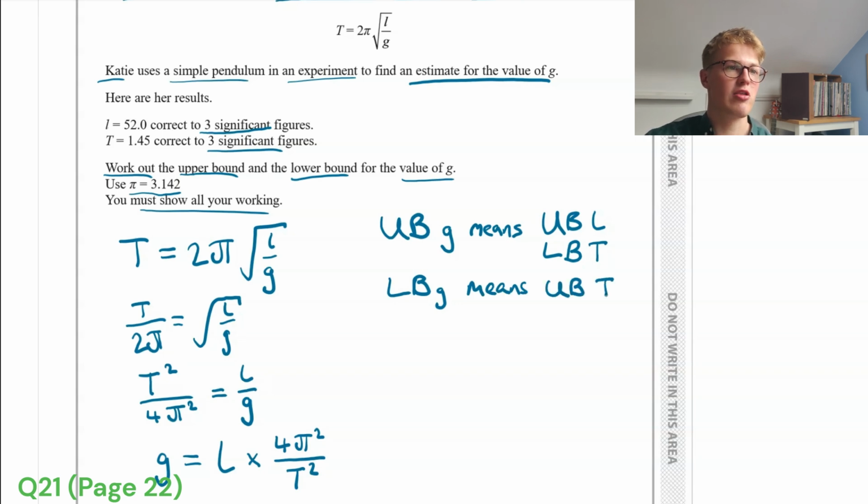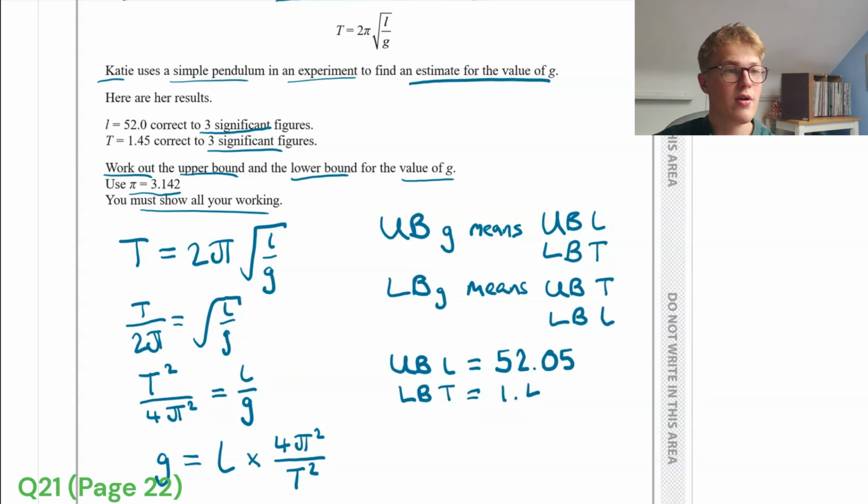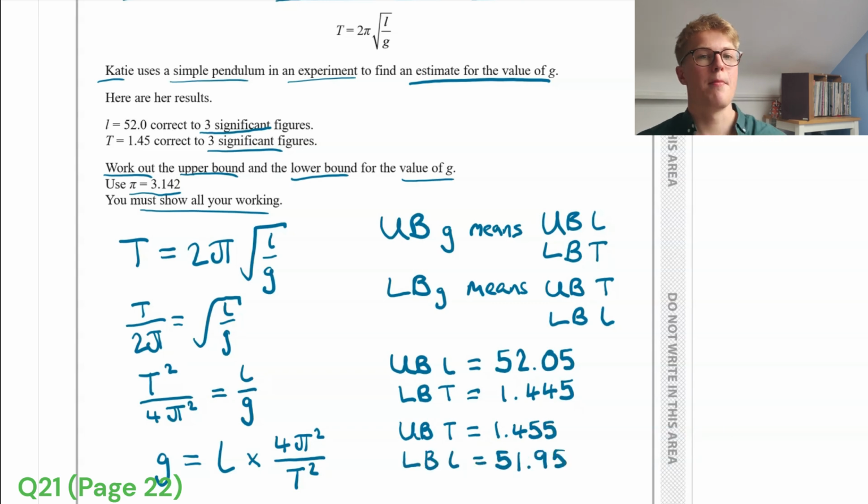And therefore, conversely, for the lower bound of g, we're going to have the upper bound of t and the lower bound of L. So the upper bound of L is going to be 52.05. We're going to have the lower bound of t as 1.445. The upper bound of t will be 1.455, and the lower bound of L will be 51.95, because remember, all of these were rounded to 3 significant figures.